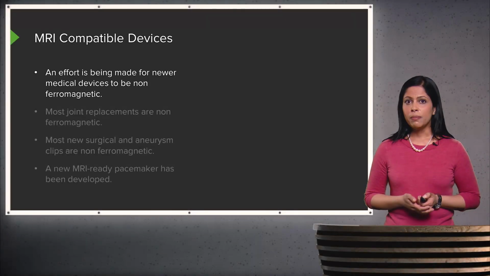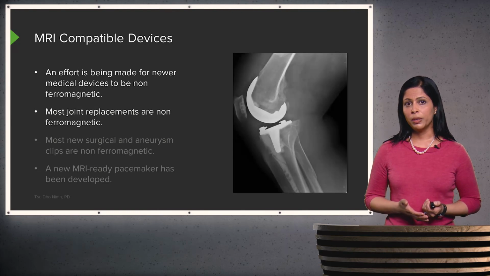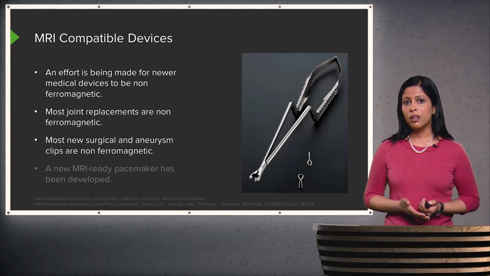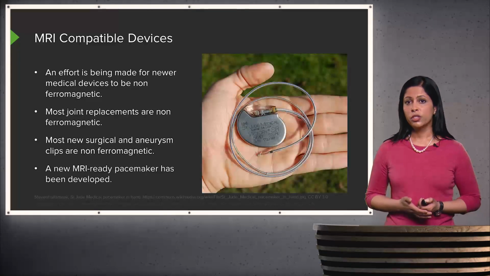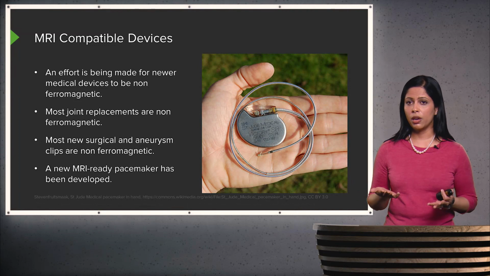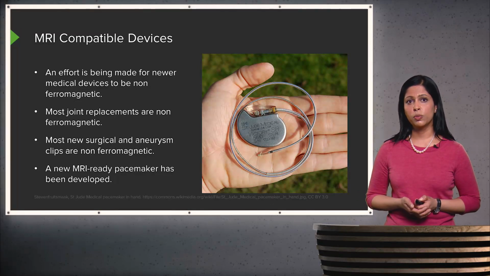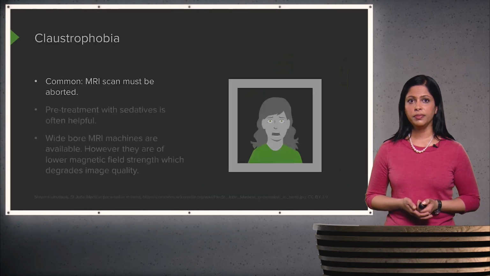An effort is actually being made for newer medical devices to be non-ferromagnetic. So most joint replacements are non-ferromagnetic, and a lot of new surgical and aneurysm clips are also non-ferromagnetic. There's also a new pacemaker that's been developed that can go inside of an MRI machine. So it's important to know which objects are ferromagnetic and which are not, and you can often look up the actual device to see whether or not it's safe to be used within the MRI scanner.